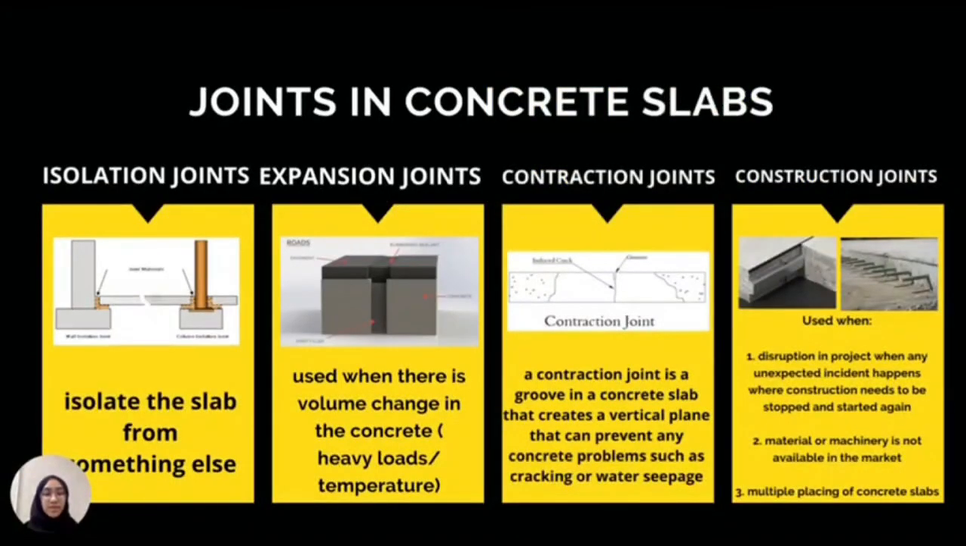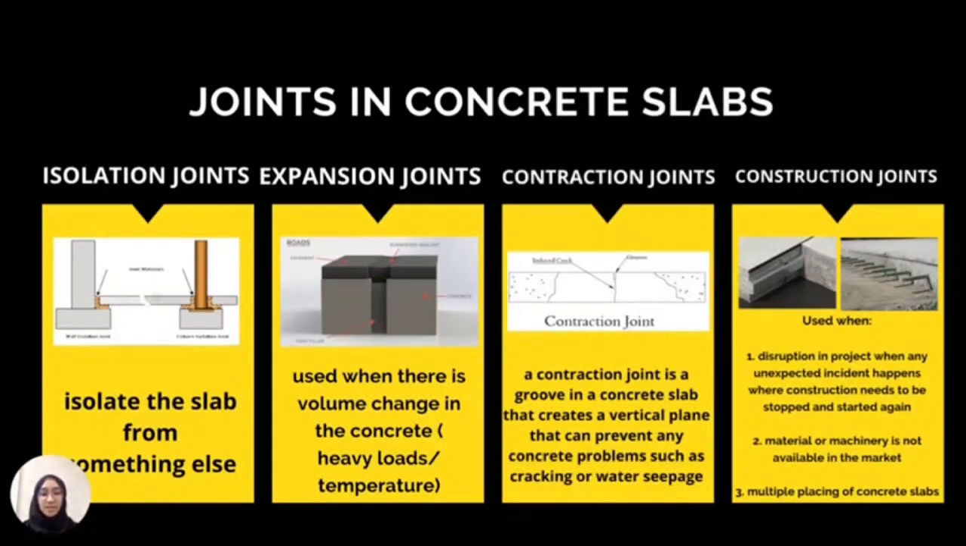Next, going into the different types of joints in concrete slabs. The first joint is an isolation joint. It isolates the slab from something else, for example, walls or columns. Isolation joints are formed by placing preformed joint material next to the column or wall or standpipe prior to pouring the slab. An isolation joint's material is typically asphalt impregnated fiberboard. Next is an expansion joint. It is used when there is volume change in the concrete. It forms a break between the concrete and other parts of a structure to allow movement without causing stress, which can lead to cracking.